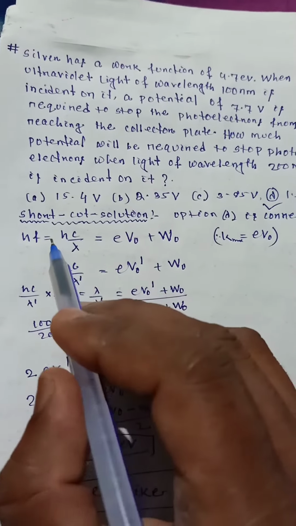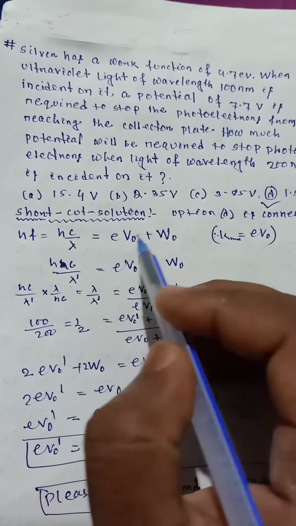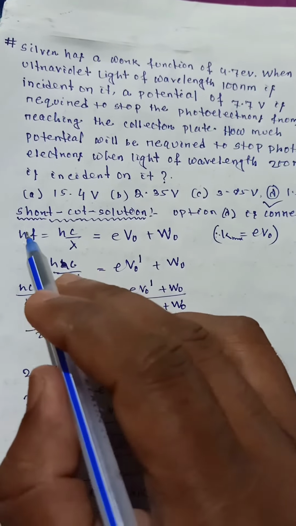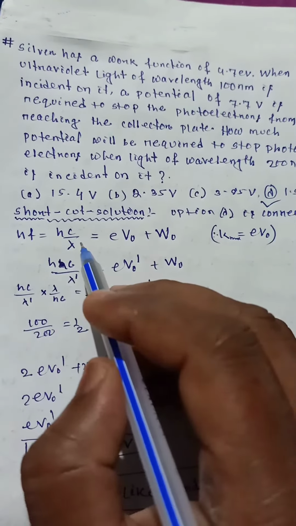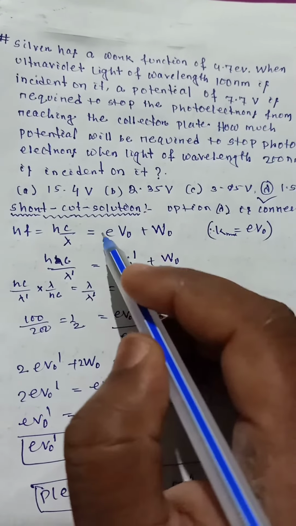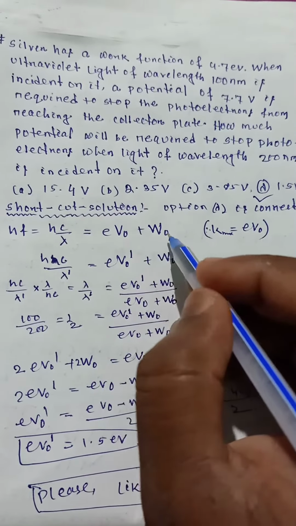But how? We know the total energy is equal to kinetic energy plus work function. So the total energy is the quantum mechanical energy hf, where f is equal to c by lambda. So it's equal to eV0, which is the maximum kinetic energy, or stopping, and V is known as the stopping potential, plus the work function.